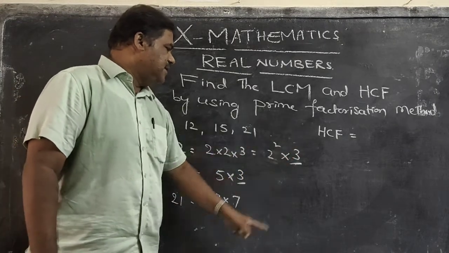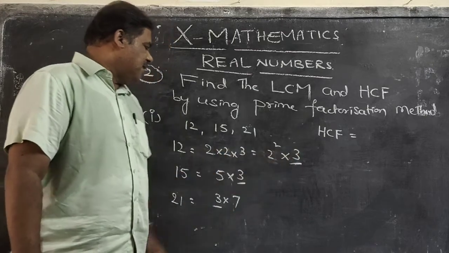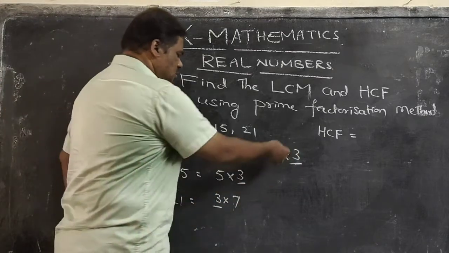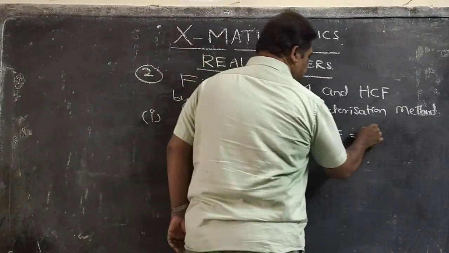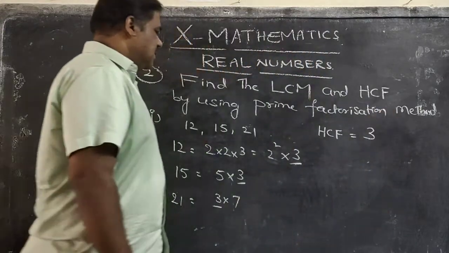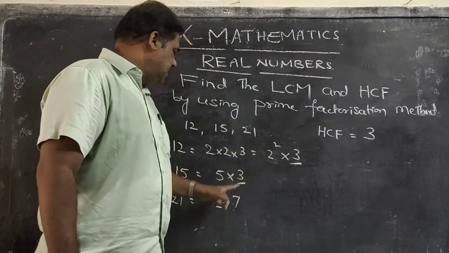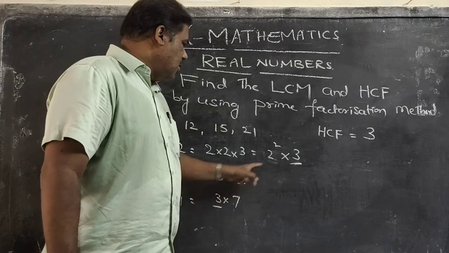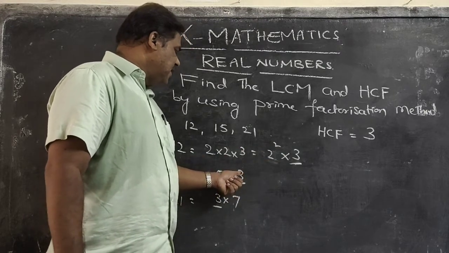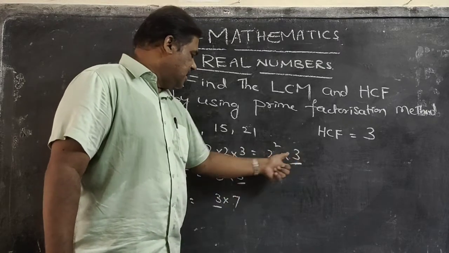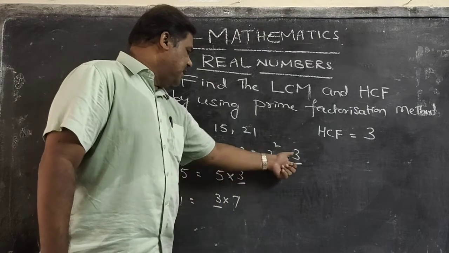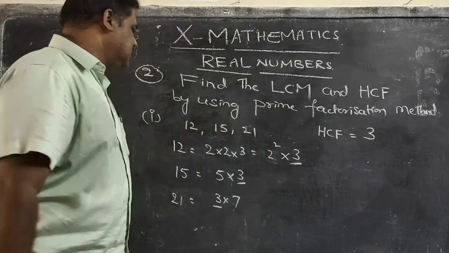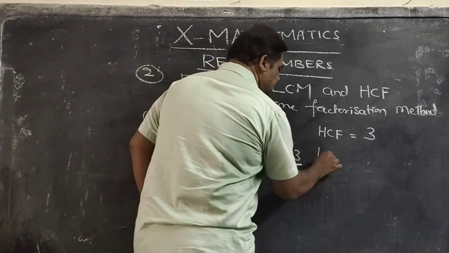So HCF means we should take the common factor with least power. So all are having same power. So we can take 3. Suppose if here 3 square, here 3, here 3 cube is there. Among all the 3, we should select the common factor with less power. Therefore here all are having same power. So we can take the common factor as 3. That is HCF.